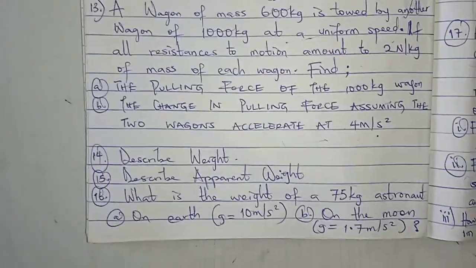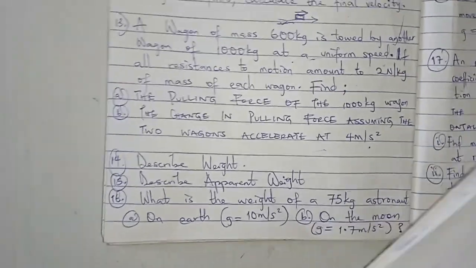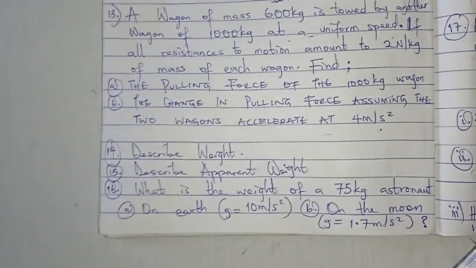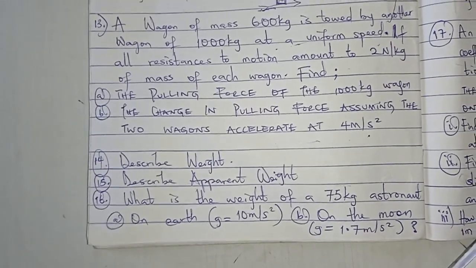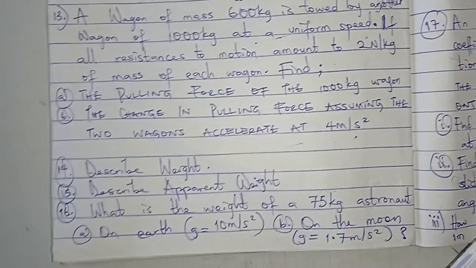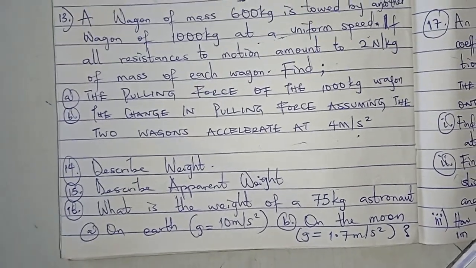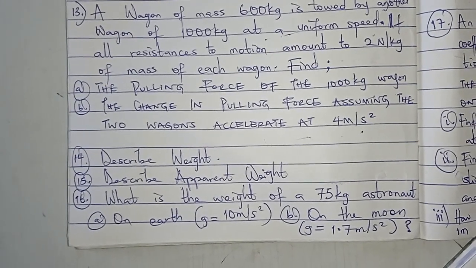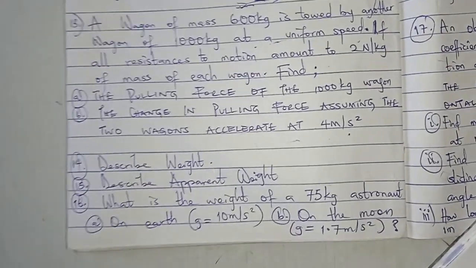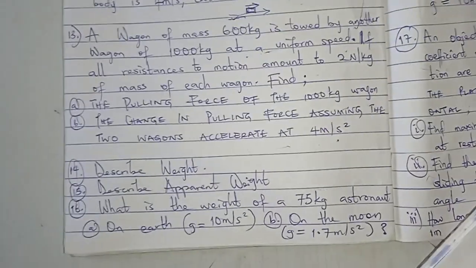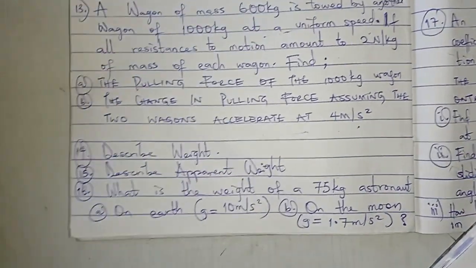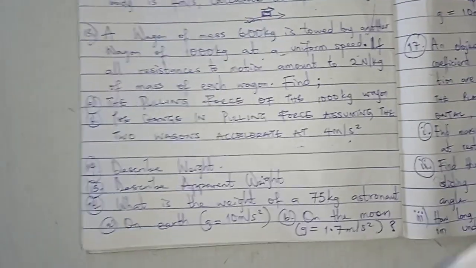Next question says, describe weight. The way I like to define weight is simply that it is the force which acts on a body that tends to bring it towards the center of the earth. That's the way I like defining it. Or you can say it is the force that acts on a body that causes it to accelerate downwards. Whichever way you want to remember it.